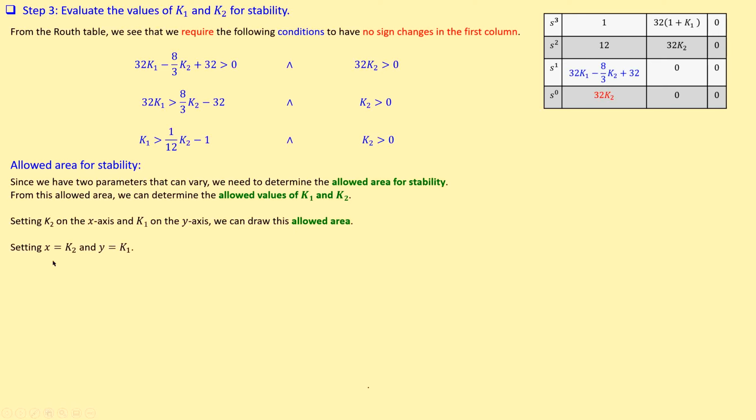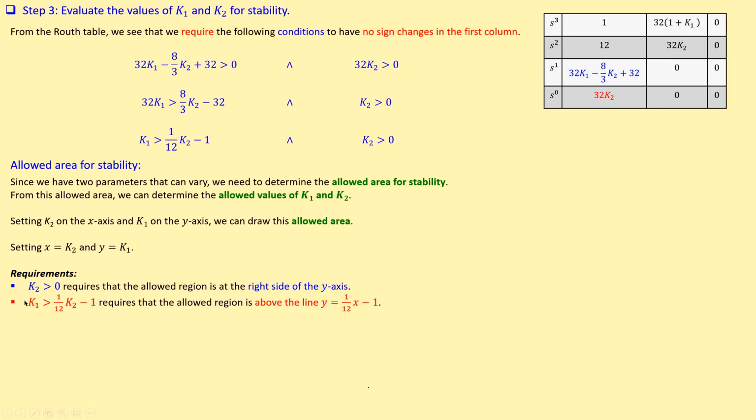Now, if I set K2 as x and K1 as y, just as a mathematical expression, the following requirements we still need. K2 must be larger than 0. This requires that the allowed region is at the right side of your y-axis. And the other condition requires that the allowed region is above the line y equals 1/12 times x minus 1. So there are two expressions, and we will see shortly, when I draw the expression, what happens.